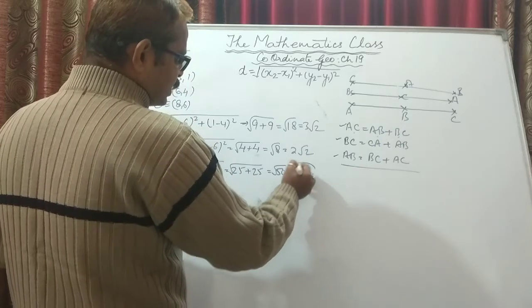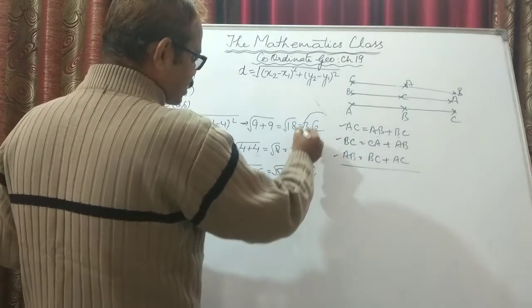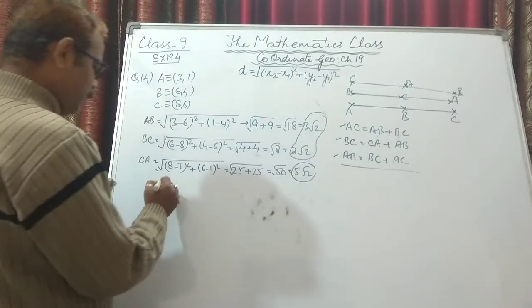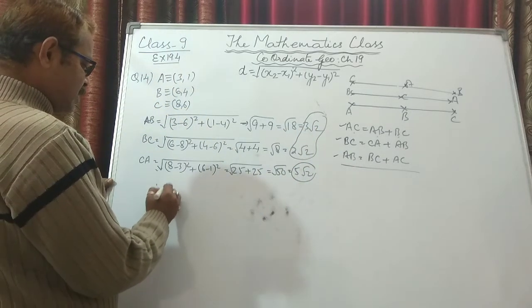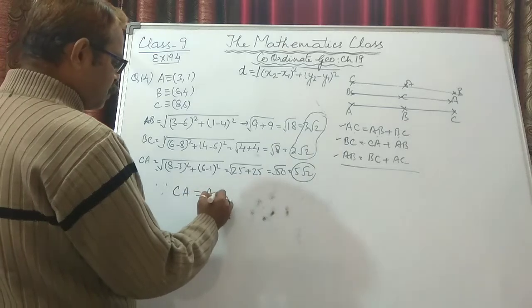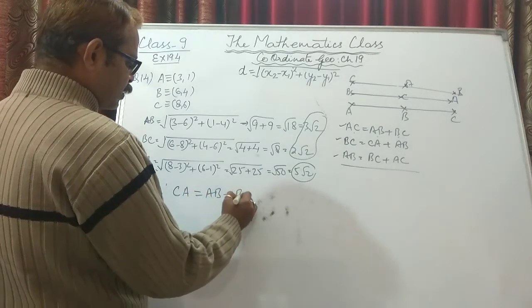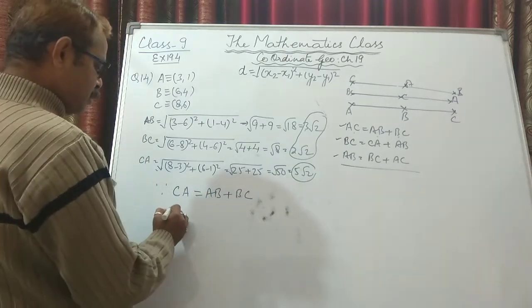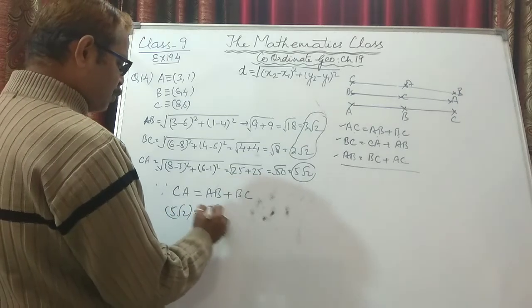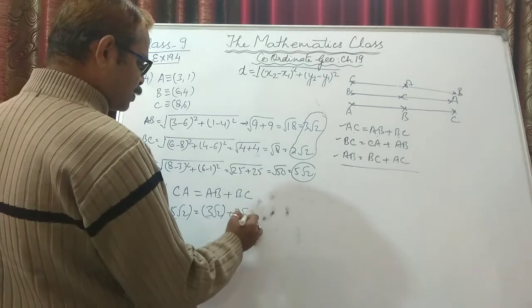You can see that this 5 root 2 is equal to the sum of these two line segments. 3 plus 2 is 5 root 2. So we can say that since CA is equal to AB plus BC, CA is 5 root 2, and AB we are getting as 3 root 2 and BC we are getting as 2 root 2.